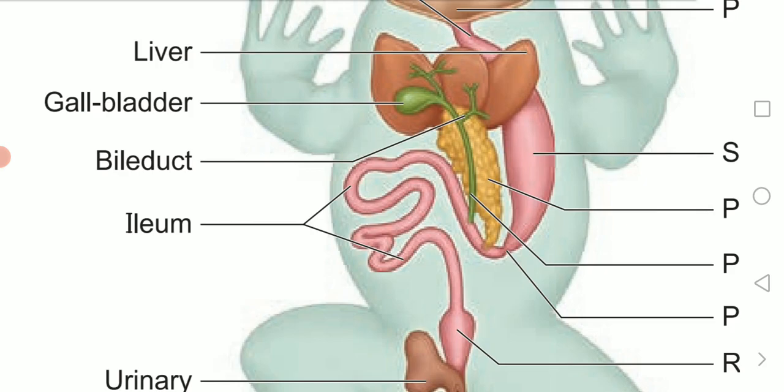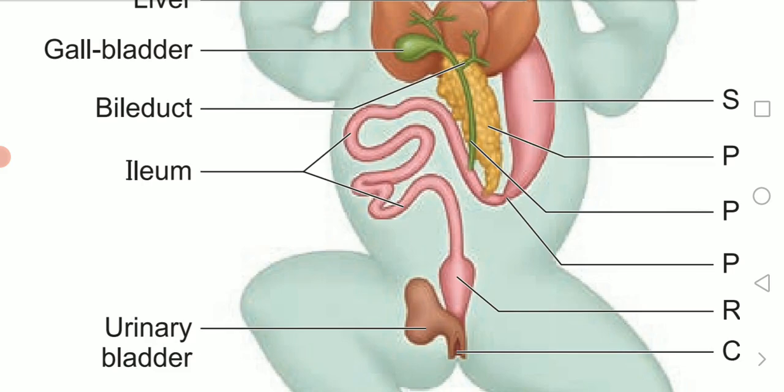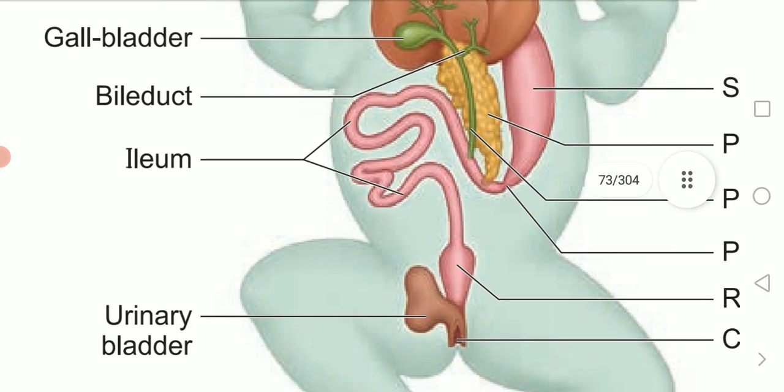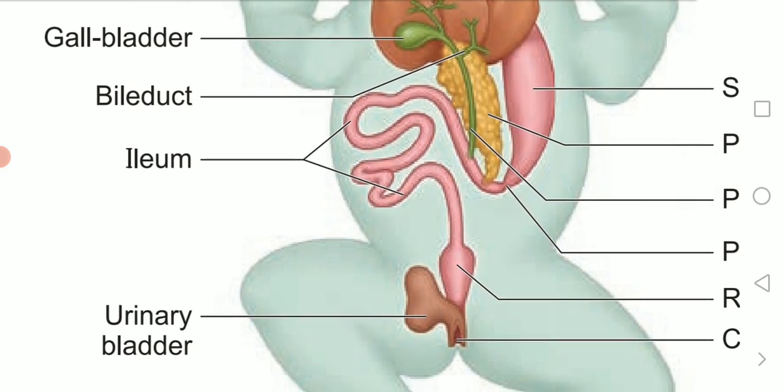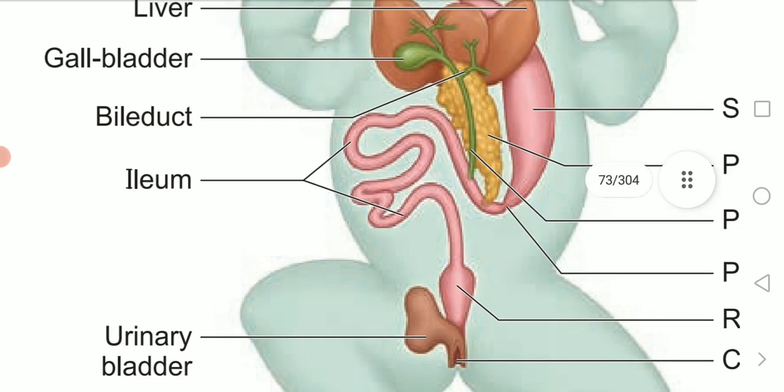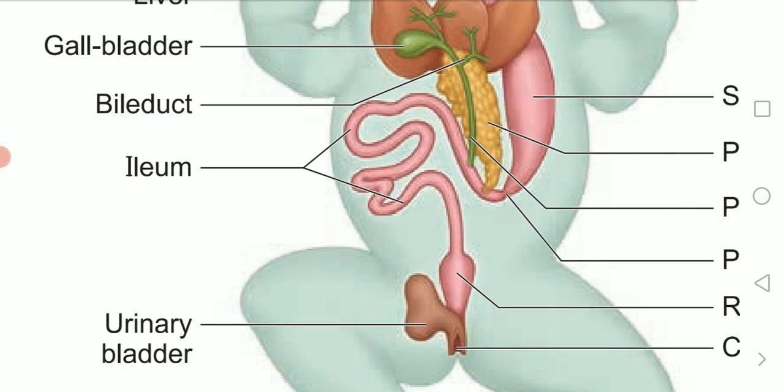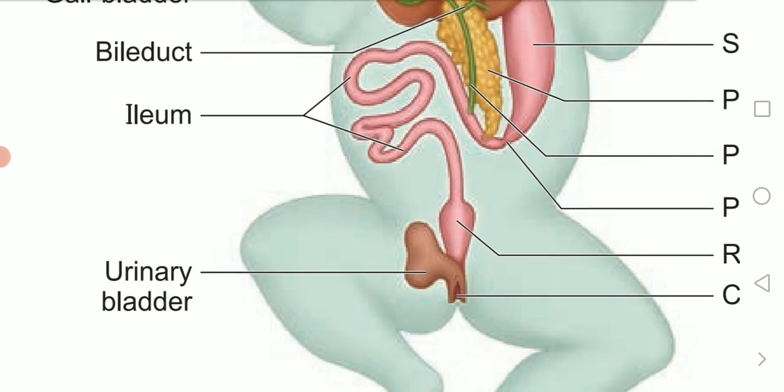The duodenum receives bile from the gallbladder and pancreatic juice from the pancreas through the common bile duct. Bile is secreted by the liver and emulsifies fat. Pancreatic juice digests carbohydrates, proteins, and lipids. Take your textbook and underline: bile juice emulsifies fats, and pancreatic juice digests carbohydrates, proteins, and lipids.